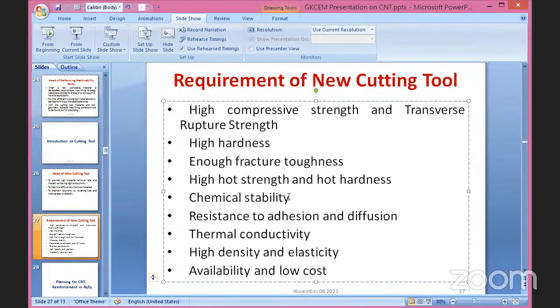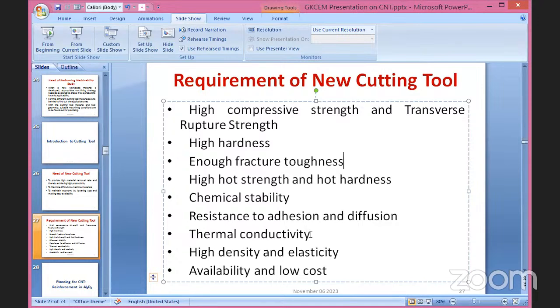Then there should be chemical stability. There should not be any chemical reaction with the workpiece, tool and the medium. Sometimes you are putting some cutting fluid; that also should not react. It should resist adhesion and diffusion, because if it does not resist this much, then built-up edge formation, etc., can be very prominent, and that can give you bad surface finish. It can give you some vibration, premature tool failure, and all these things. So that also should be resisted as much as possible.